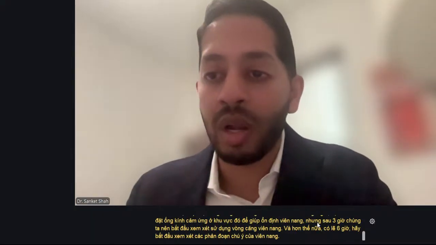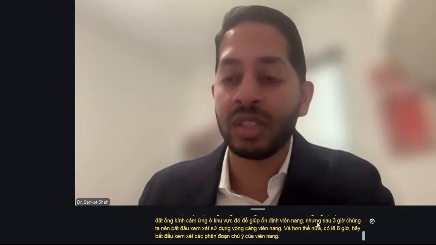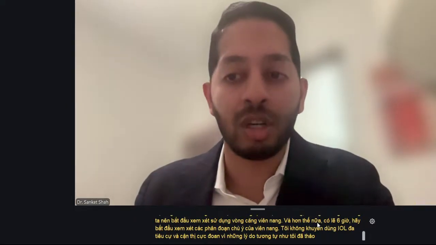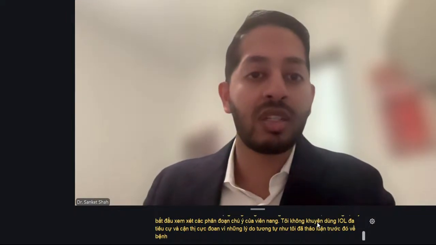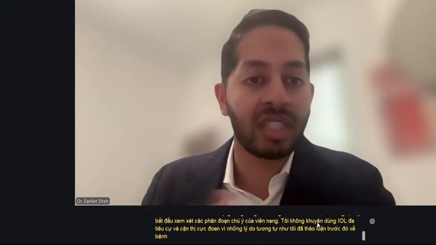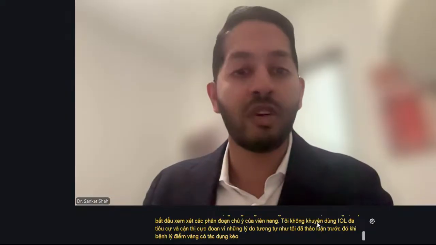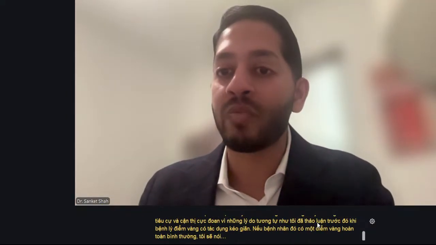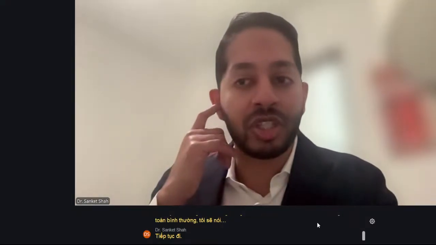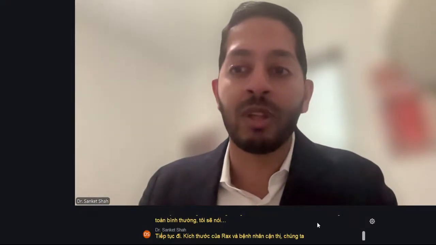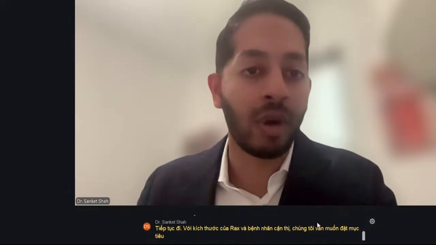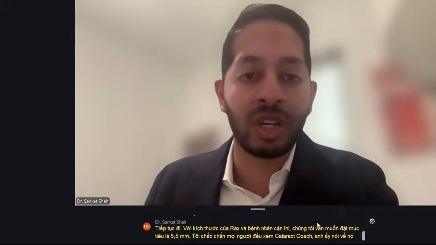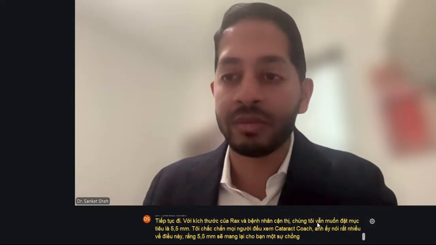I do not recommend multifocal IOLs in extreme myopia for the same reasons I discussed earlier, where the macular pathology is a stretching effect. If you have a totally normal fovea macula in that patient, I would say go for it. Rexis size in the myopic patient: we still want to aim for 5.5 millimeters. I'm sure everybody watches Cataract Coach. He talks about it ad nauseam that 5.5 millimeters is going to give you a great overlap with the optic.